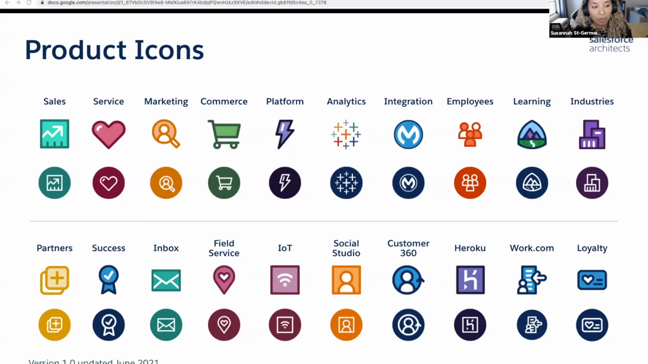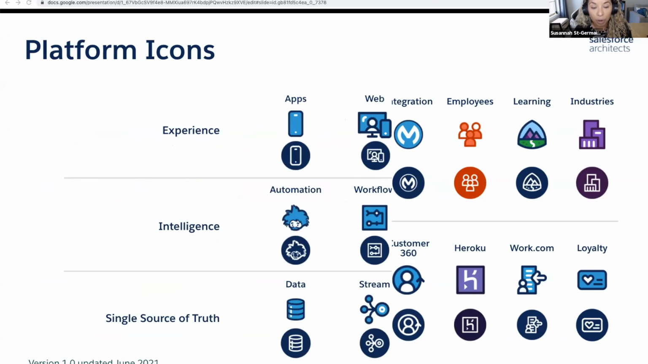And as well, we have a series of platform icons. So if you're trying to describe a mobile experience or a web experience, there are icons here. If you're trying to talk about intelligence, things like using Einstein, maybe workflow or personalization, there are icons for that, as well as icons for what we're referring to as the single source of truth. So you have a data icon, stream, segments, and privacy.